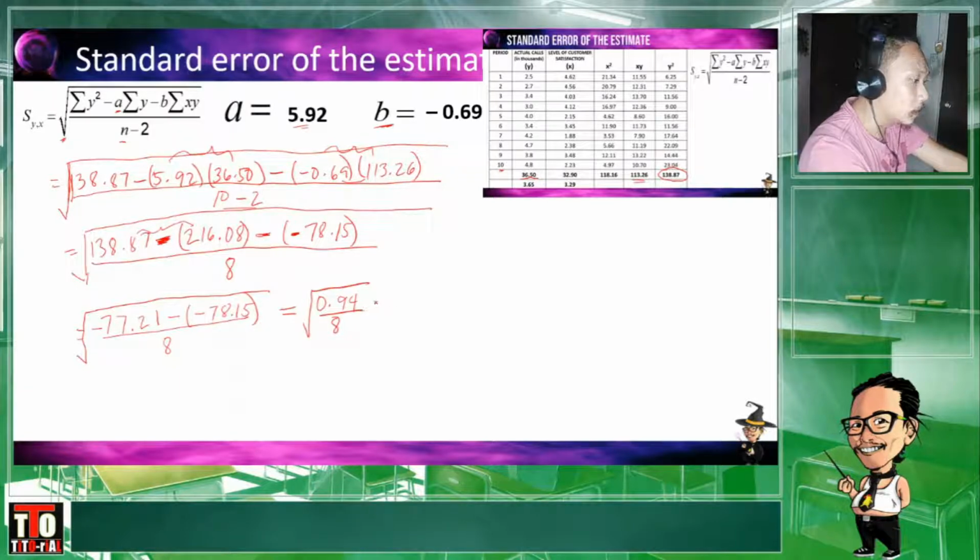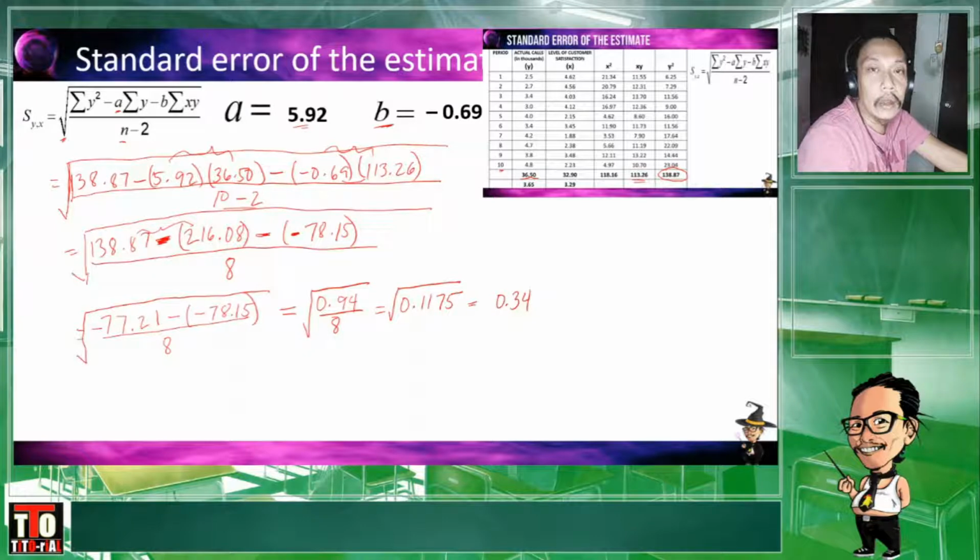So, 0.94 divided by 8, we will have a value of 0.1175. Yan. Siyempre, don't forget yung square root natin. So, ang square root ng 0.1175 is 0.34. Okay? So, nakuha na natin yung standard error of the estimate, which is 0.34. So, what does it mean?